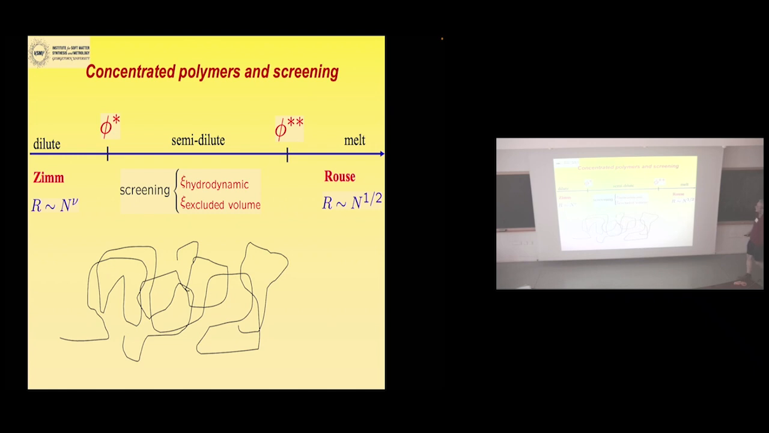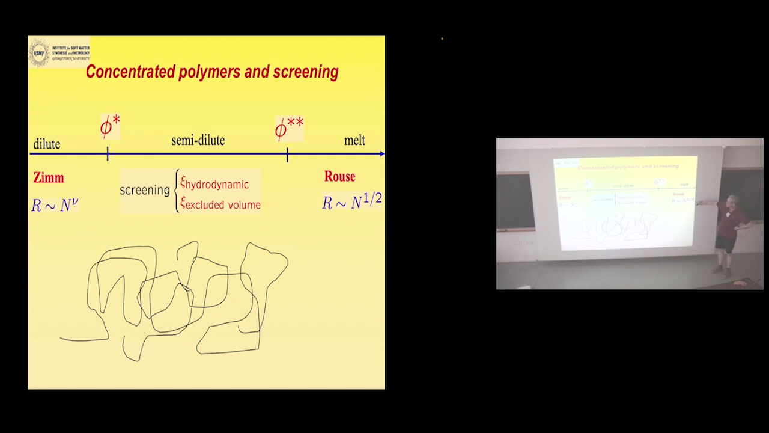So just say a word about concentrated polymers. We talked before about the fact that when you go from dilute to semi-dilute to the melt, the exponent goes from the Flory exponent of 3/5 down here. In the melt case, it goes as N to the 1/2, the ideal case like the theta solvent. Okay.